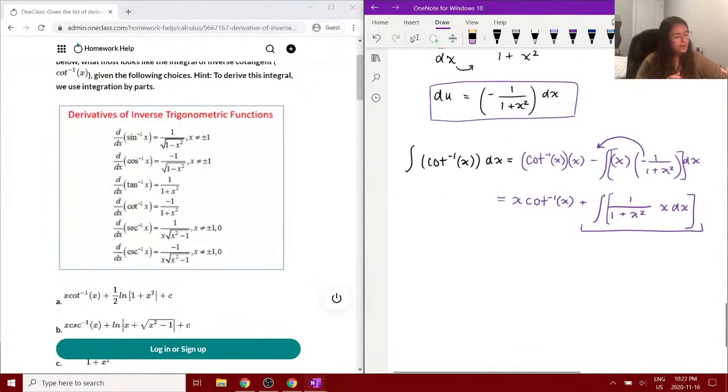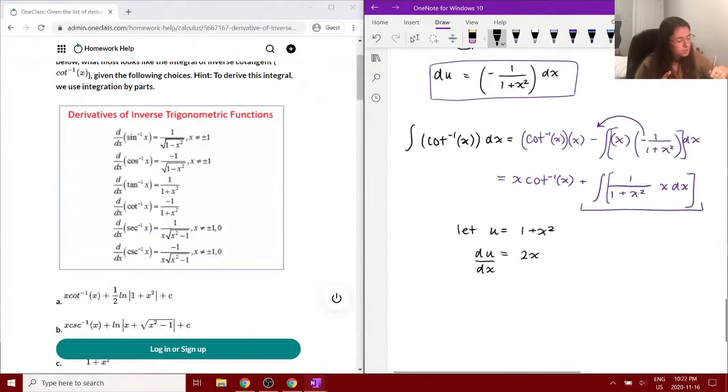So now that we have this, what I'm going to do is let u equal something new now. We're not using the same u as before. So I'm going to let u equal 1 plus x squared, which is in the denominator here because it's a tricky term to deal with. So let's take the derivative of that. So du/dx is equal to 2x.